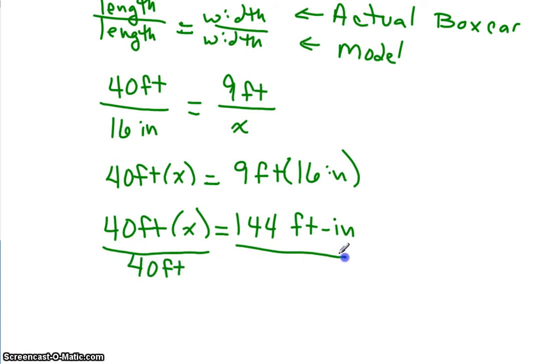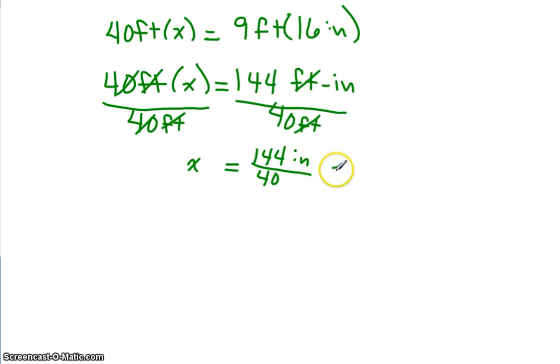Here's the cool part. When I divide by 40 feet on both sides, the feet cancel with the feet, the 40 cancels with the 40, I'm left with x. On the other side, the feet cancel with the feet, and I have 144 inches over 40. Now I do need to simplify this. That would be, let's see, what divides into both of those? 4 definitely. So that would be 36 over 10 inches, or 3.6 inches. So my scale model is going to be 3.6 inches wide.